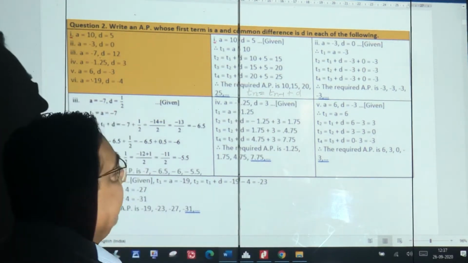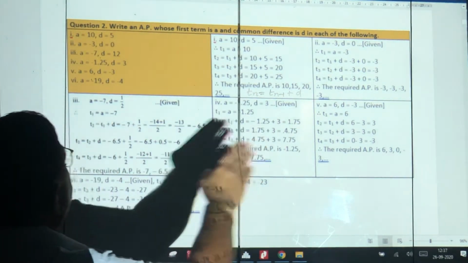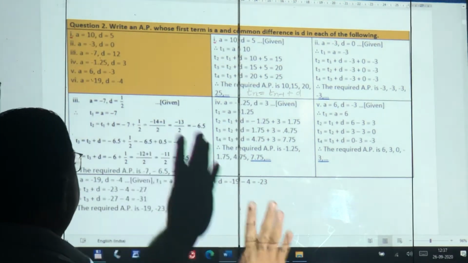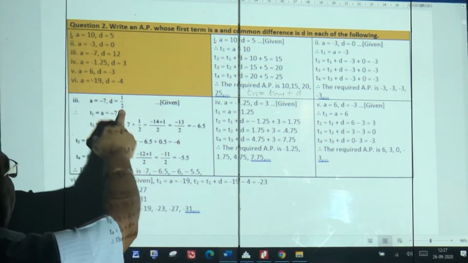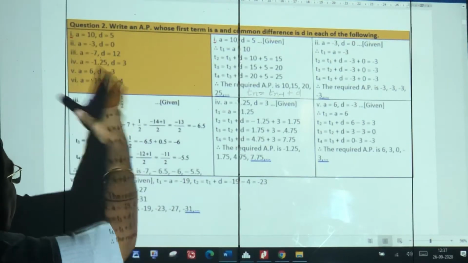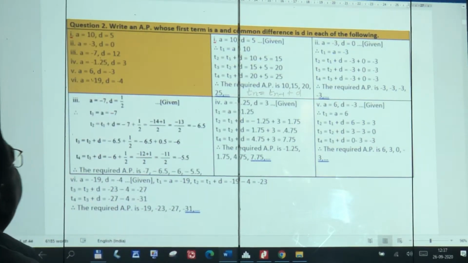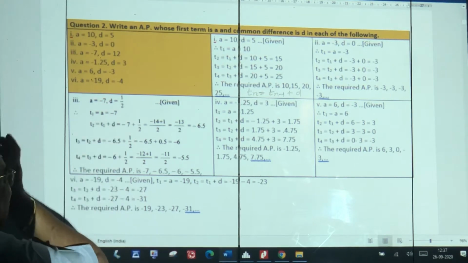Easy to remember. Okay? So this is how we do the sums. We will see one more sum so that you get confidence. Let us look at this sum. A is minus 7 and difference is half. Negative number and a fraction. No problem. First term is minus 7.